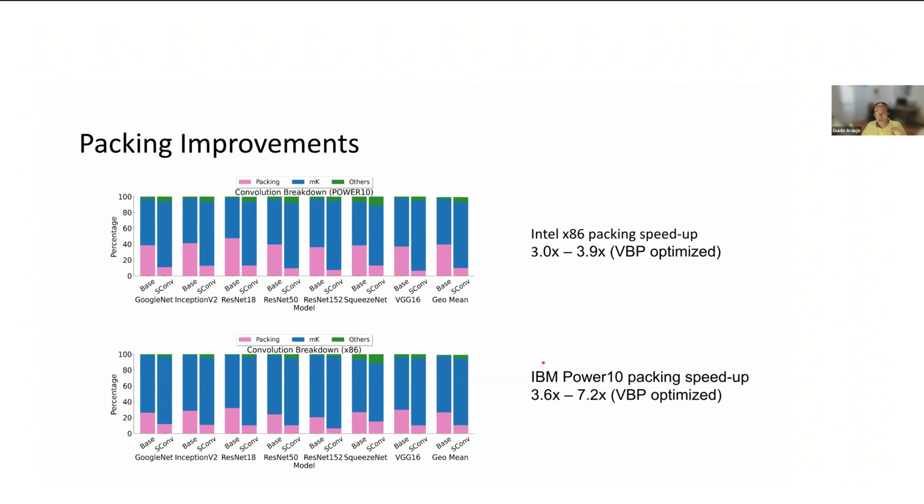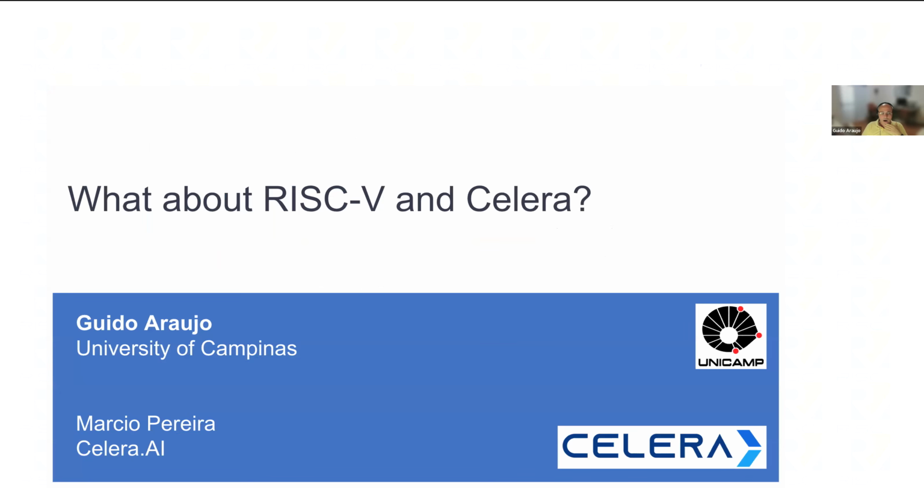Okay. We did the same measurement for the POWER10, and the packing speedup is also of the order of 3.5 to around 7 on our packing. Again, disclaimer: this is speedup specific to the packing. All right, so we'll move a little bit faster here.